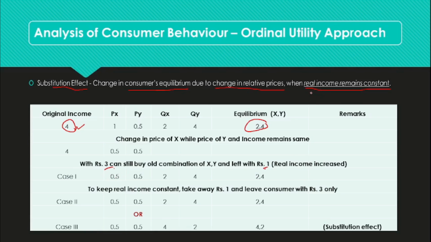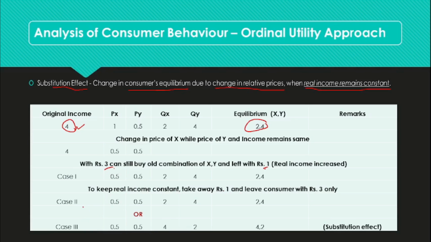Now, in this case, the given condition is that the real income has to remain constant. So you have to make the adjustment for the real income. It means you actually had 4 rupees, and now due to the decrease in the price of the commodity, your purchasing power has increased, but you have to make it constant. That is why real income has to remain constant and it should not increase. So we will take away rupees 1 from the consumer and then we will see how he makes his purchasing decision with rupees 3 now. So to keep the real income constant, take away rupees 1 and leave the consumer with rupees 3 only.